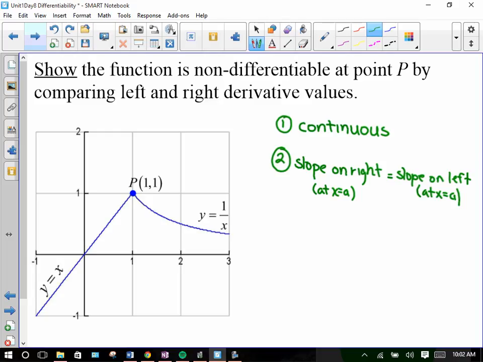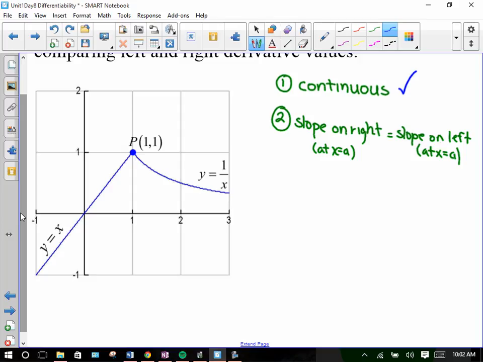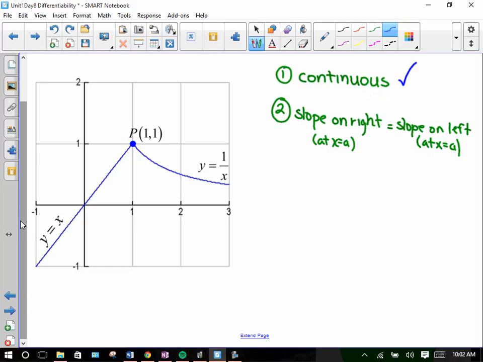Alright, so is this continuous? Yes, it is. So it is continuous. Now we need to check to see if the slope on the right is equal to the slope on the left. Well, we can tell they don't look the same, but we want to prove it. So we have the line y equals x on the left and the function y equals 1 over x on the right.